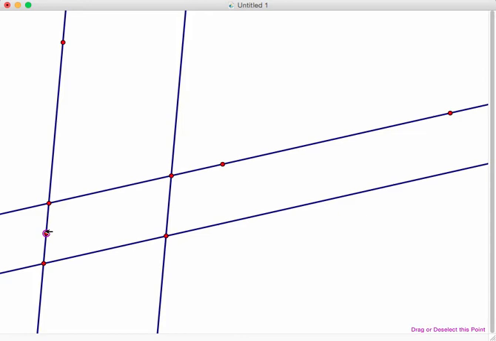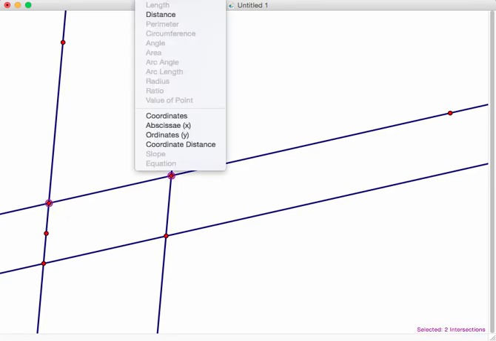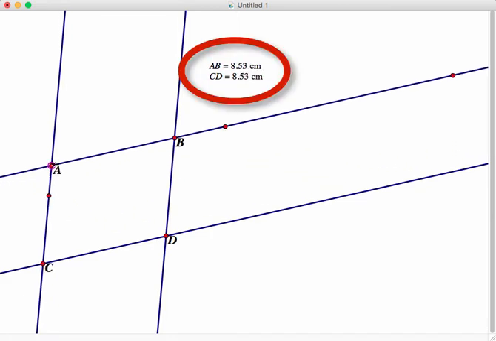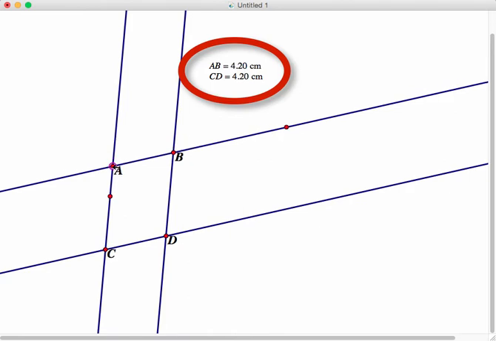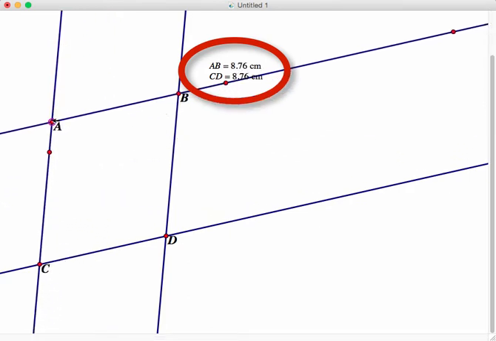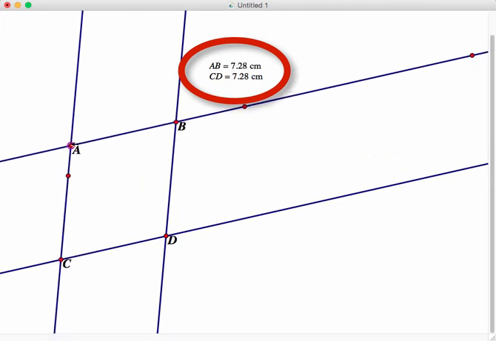Now there are 4 things that this parallelogram has as its properties. For example, if I measure the top length here to 8.48 centimeters, that length has to be exactly congruent to the bottom length CD. So no matter where I move these, watch those two numbers, those two have to stay the same because I was using parallel sides. So no matter what happens in a parallelogram, those opposite sides are going to be congruent.